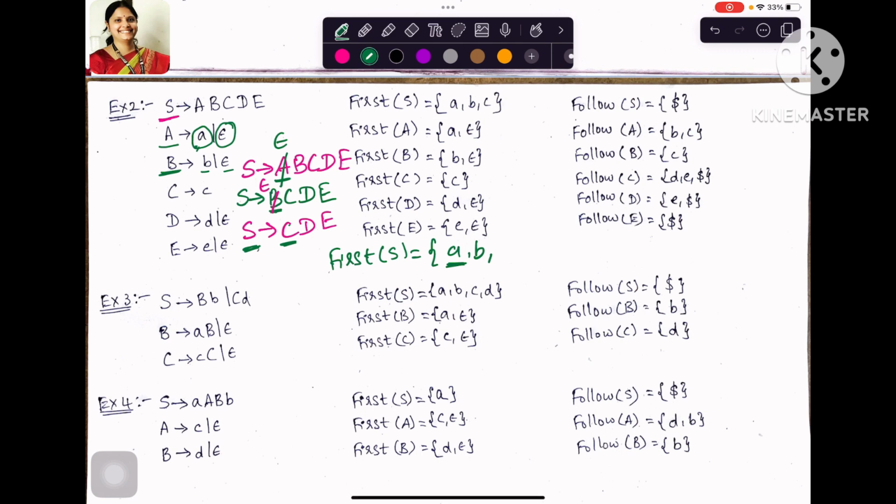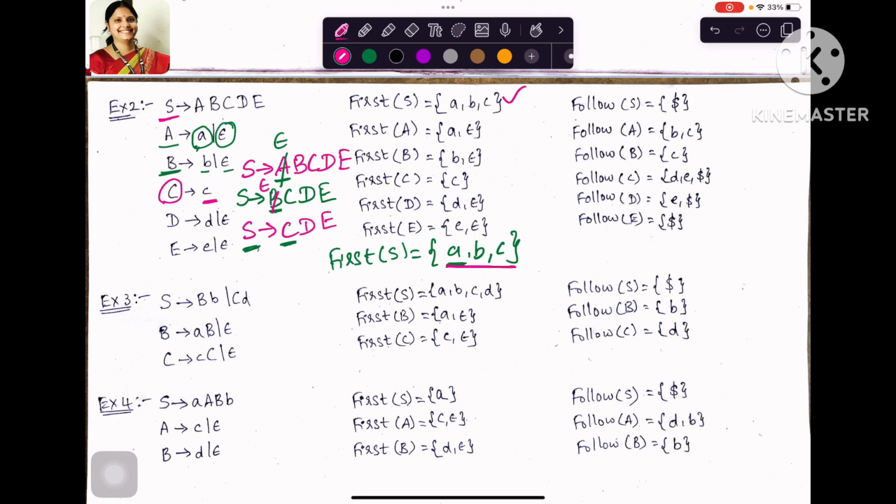As C is a non-terminal, again we have to find it in the left hand side of the productions. Here we found C. The first of C is c. So now the small c is written in the result. So the first of S is a, b and c. The first of S is a, b and c. So this is the result of first of S.